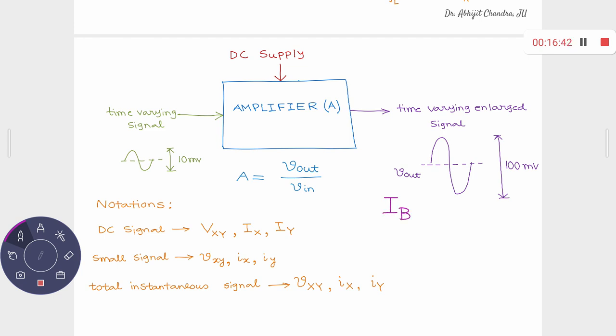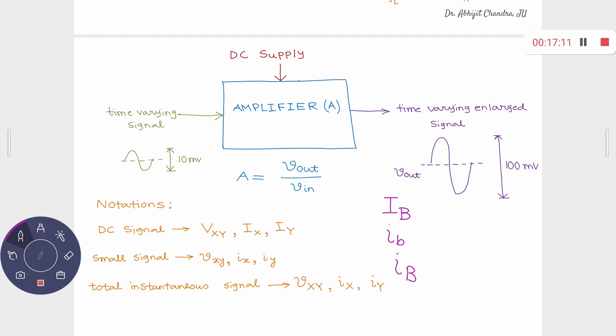Capital IB: DC base current. Small signal, a time varying base current, is represented by small i, small b. And total instantaneous base current is represented by small i, capital B. So these are the notations which we will follow in our subsequent analysis.